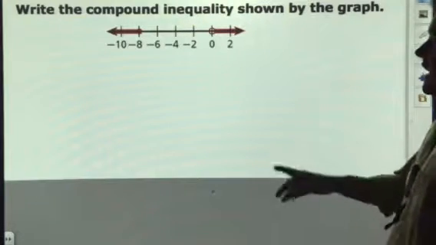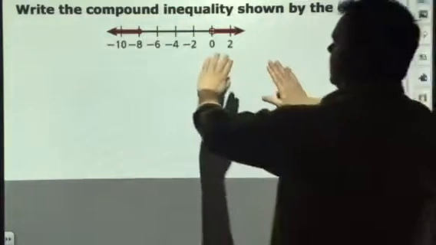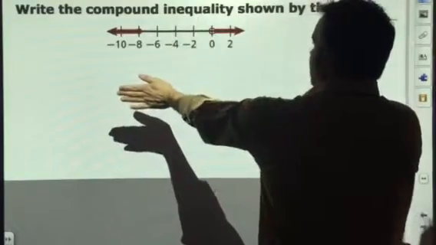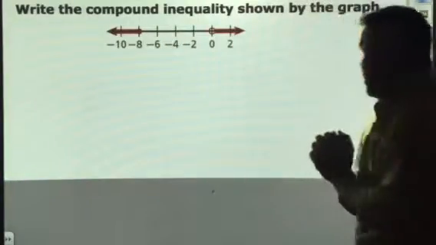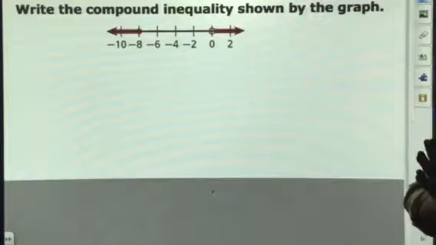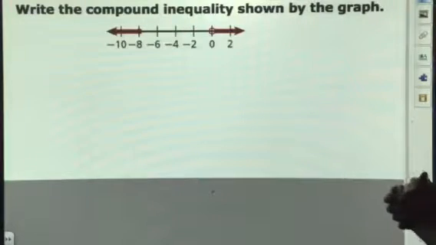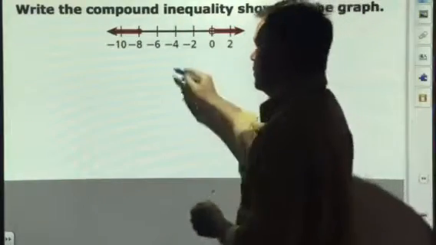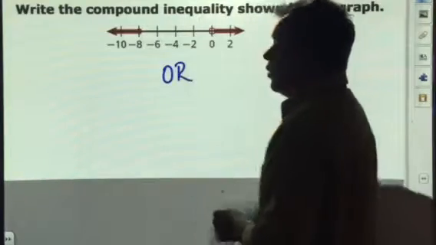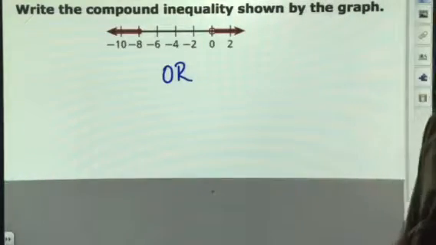If you recall from the last video, I said that when the arrows are pointing away from each other, like the ones that are happening here, they look like oars. They look like oars of a boat. Okay, so this one is an example of an OR statement. OR statements are really easy to write.